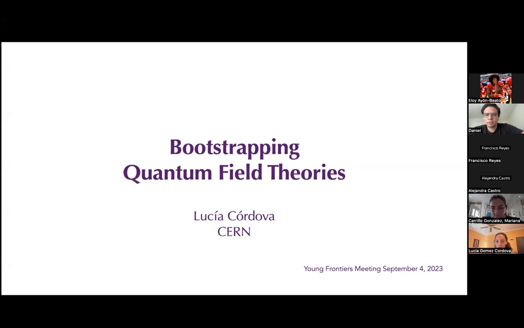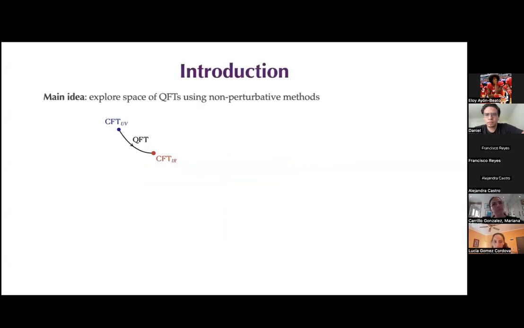So indeed, I will tell you how we can bootstrap quantum field theories. And the main idea of this project is to explore the space of quantum field theories using non-perturbative methods. So one usually thinks of quantum field theory as the renormalization group flow between two fixed points, one in the UV and one in the IR, described by some conformal theory.